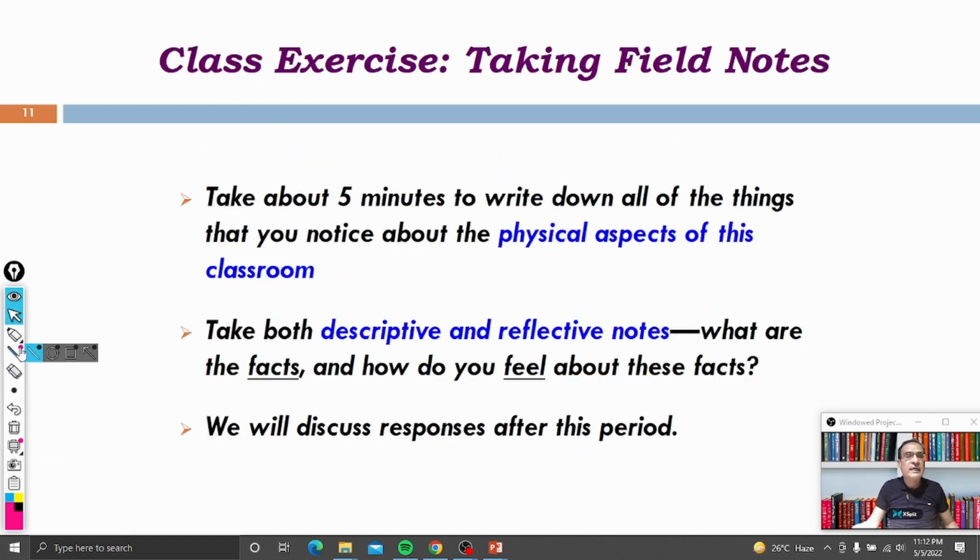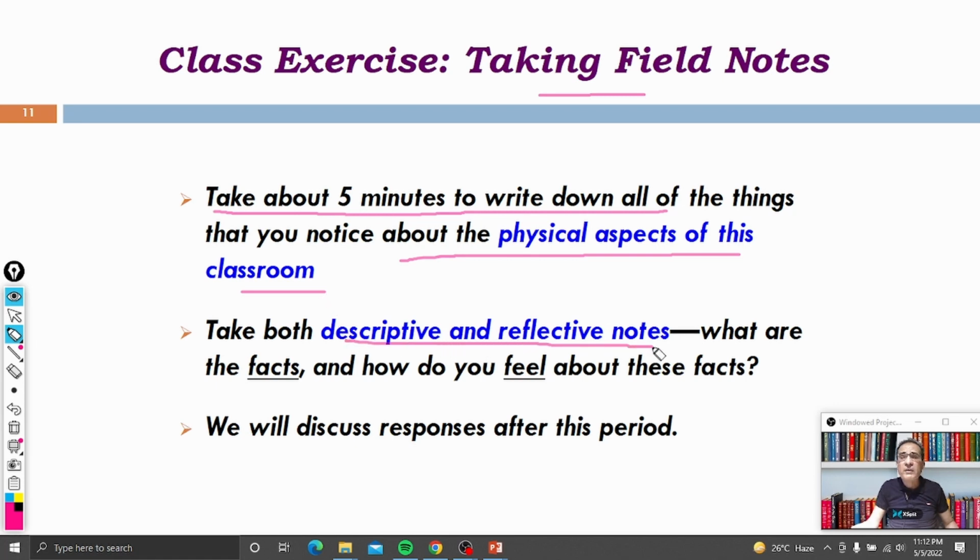Classroom exercise. Now I will share the example. Take field notes. Take 5 minutes to write down all the things you notice about the physical aspects of the classroom. Take descriptive and reflective notes.